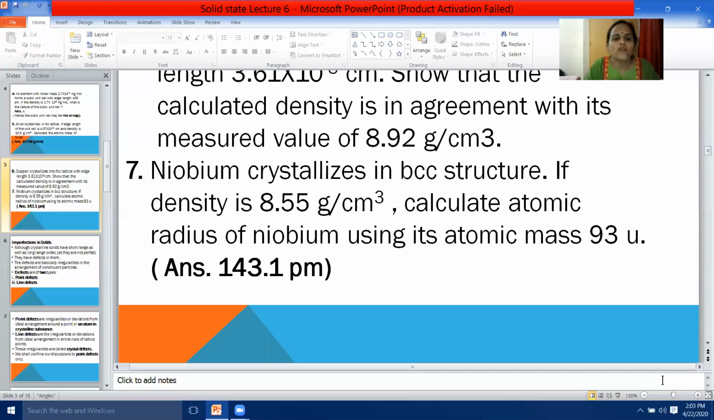It is 143.1 picometer, which you should get. Please solve these problems, and if you have any doubt you can consult me. I am there to help you.